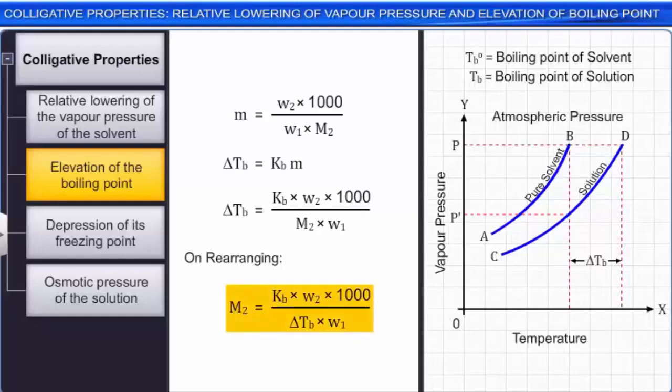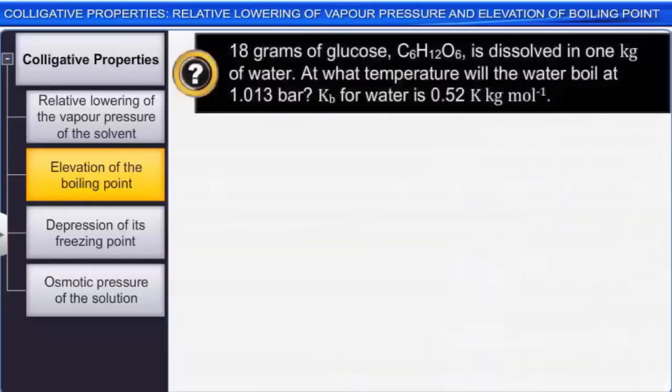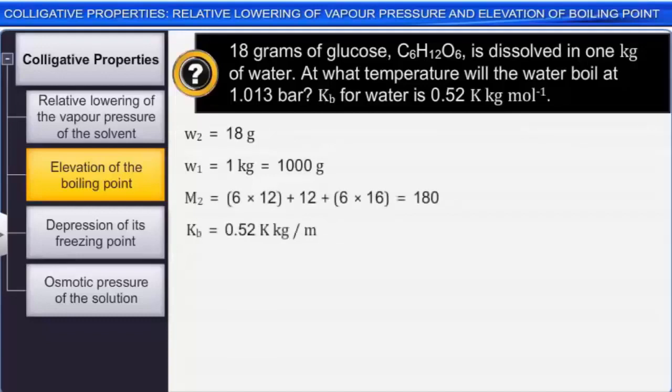Let us now solve a numerical based on elevation of boiling point. 18 grams of glucose, C6H12O6, is dissolved in 1 kg of water. At what temperature will the water boil at 1.013 bar? Kb for water is 0.52 Kelvin kg per mole. The first step is to list the variables given to us. W2 is equal to 18 grams. W1 is 1 kg. And Kb is equal to 0.52 Kelvin kg per mole.